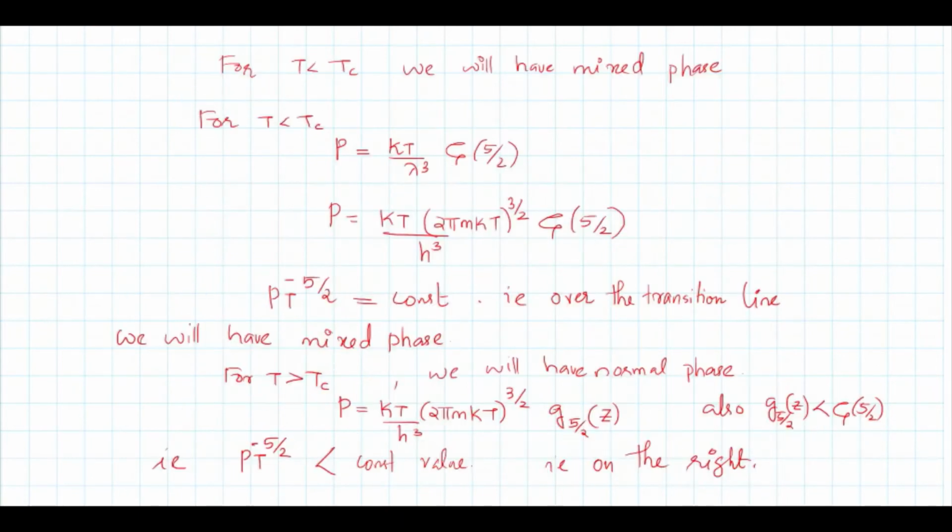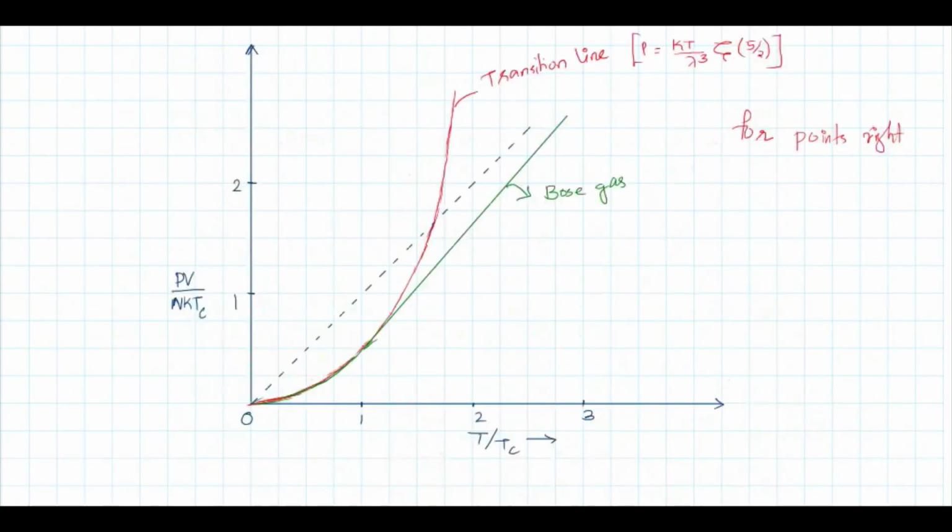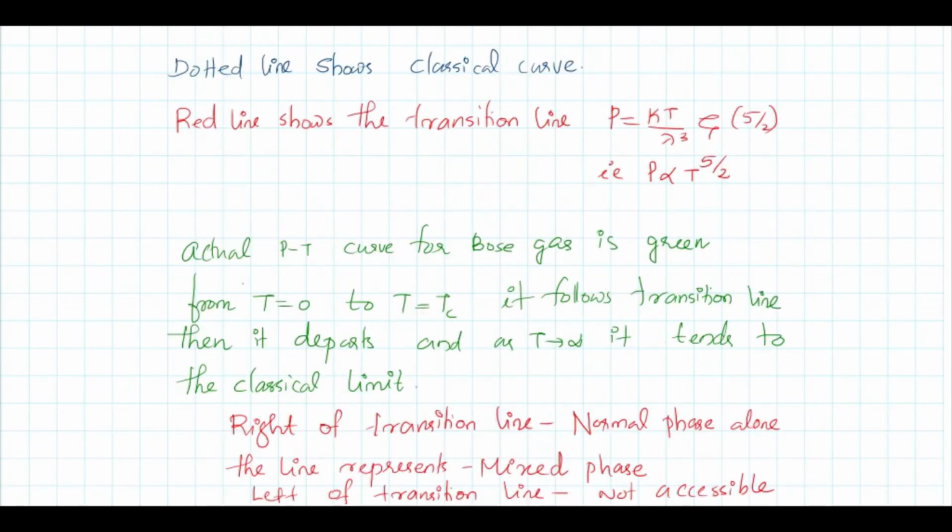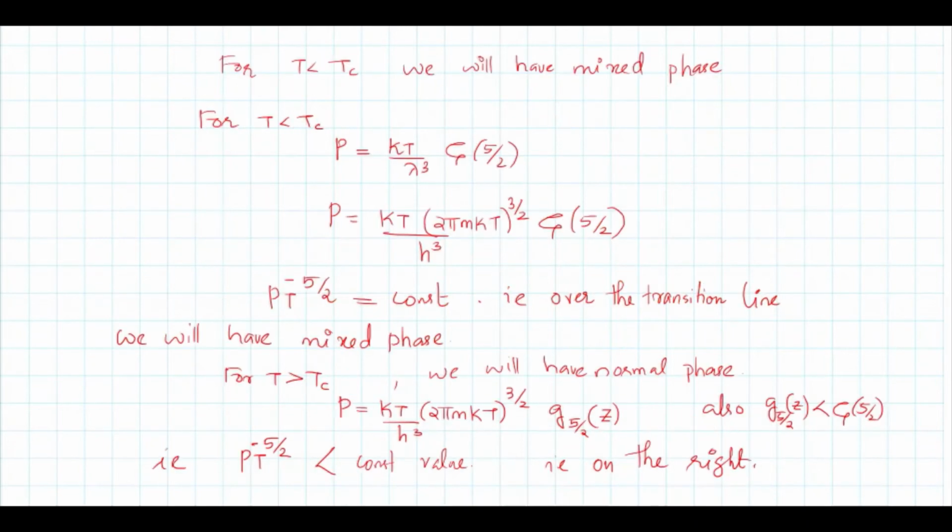The right of the transition line, that is this portion. The right of this red curve is the normal phase alone. On the curve, the transition line itself shows the mixed phase. That is normal phase plus condensed phase. And the left of the transition line is the forbidden region. That is not possible.